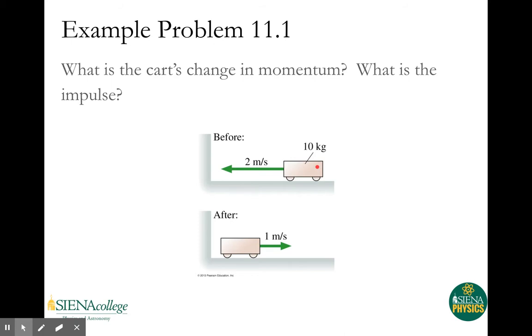So what is the cart's change in momentum? So it's initially going to the left at 2 meters per second. Write that down. I'll draw the picture here. And then afterwards it hits the wall and bounces off, and then it's going to the right at 1 meter per second. Okay. And the mass is 10 kilograms.